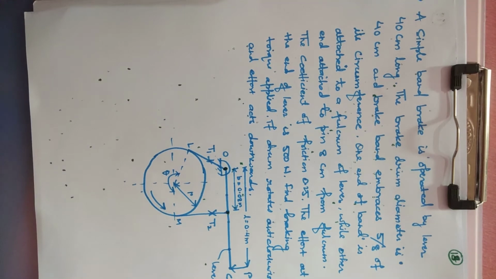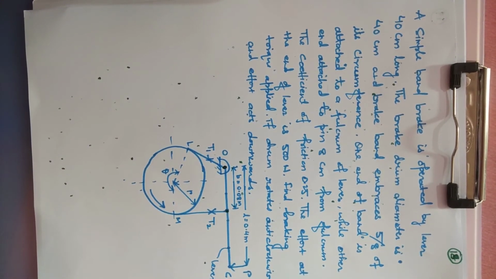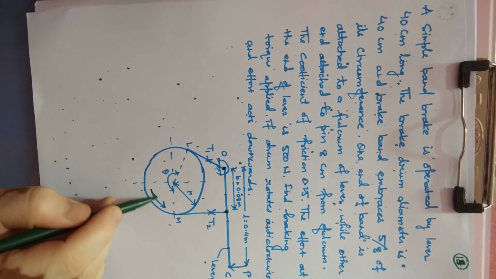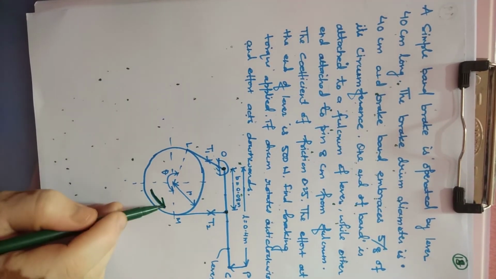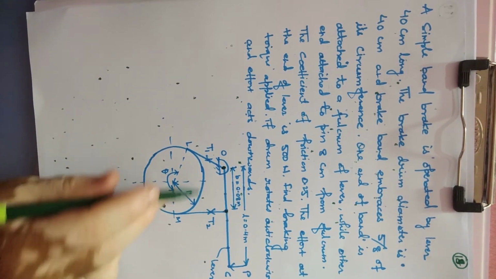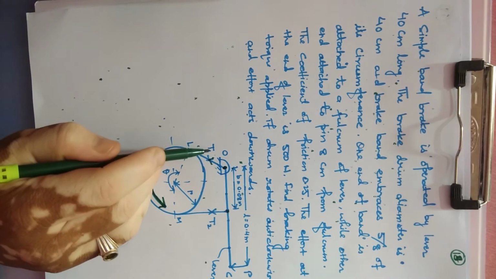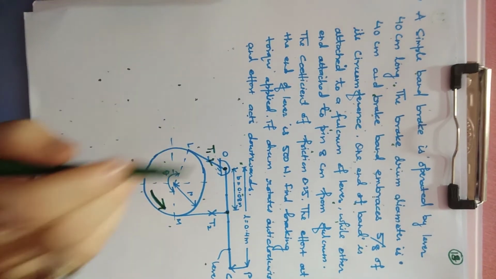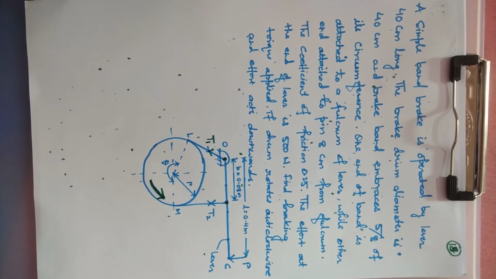The effort at the end of the lever is 500 Newton. Find the braking torque applied if the drum rotates anti-clockwise. So the rotation of the drum is anti-clockwise. As we have already shown in the expression, if anti-clockwise rotation is there, to stop this drum, the T1 will be on this side, and it's actually downward.